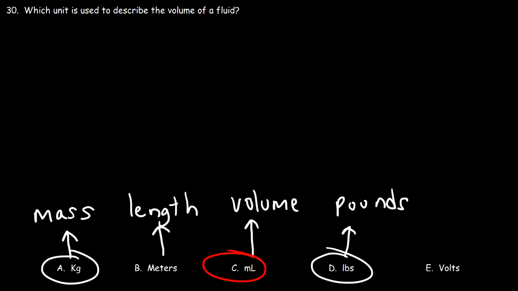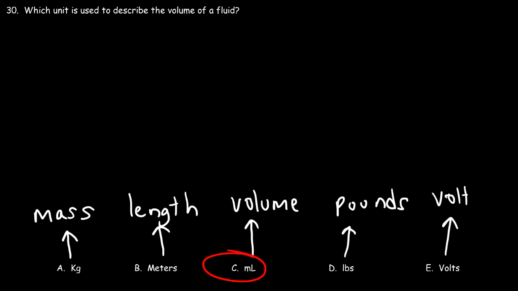Now, E, that's volts. So that's a unit for voltage. If you're dealing with electricity, this tells you the amount of energy in joules per coulomb of charge that passes through a circuit. So think of a 1.5 volt AA battery, or a 9 volt battery, or 120 volts in basically the socket in the wall. So voltage describes basically the energy per unit charge that's flowing in electricity. But for this problem, C is the correct answer.